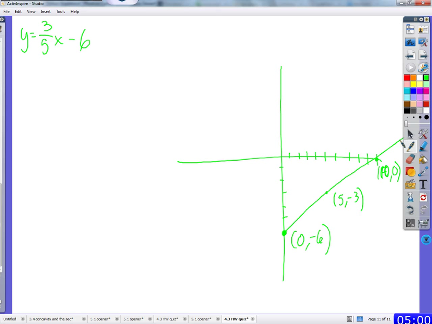We don't have to do all that. We just need 2 points. So we can just do 0, negative 6. Go up 5 and over 3, up 3 and over 5. Over 5, up 3. If we were here, we could move down 3 and to the left 5. But the slope tells us how to get from a point that we know to another really easy to find point.